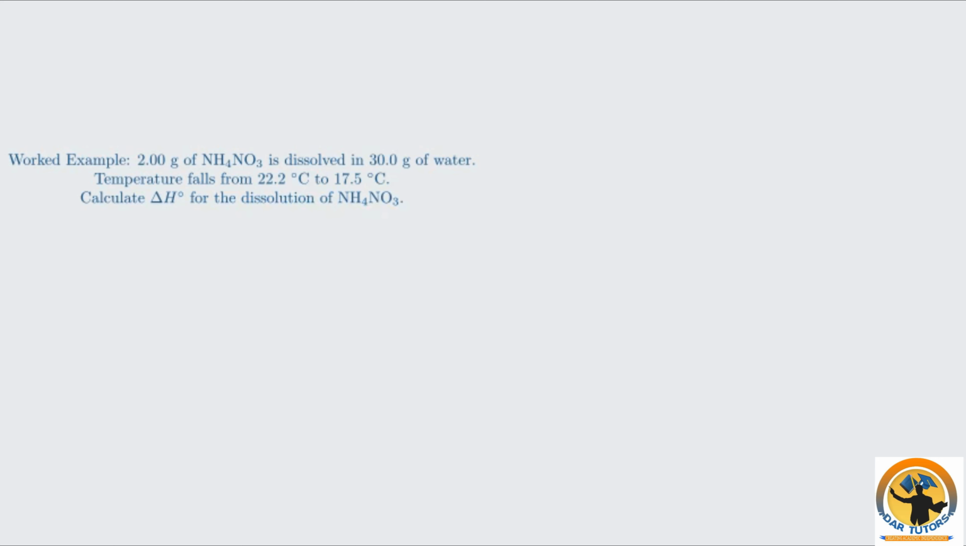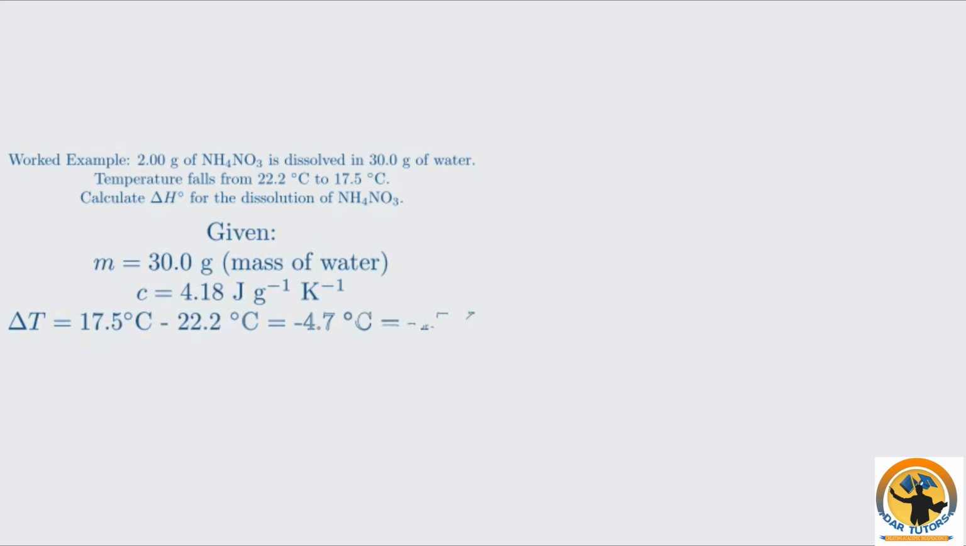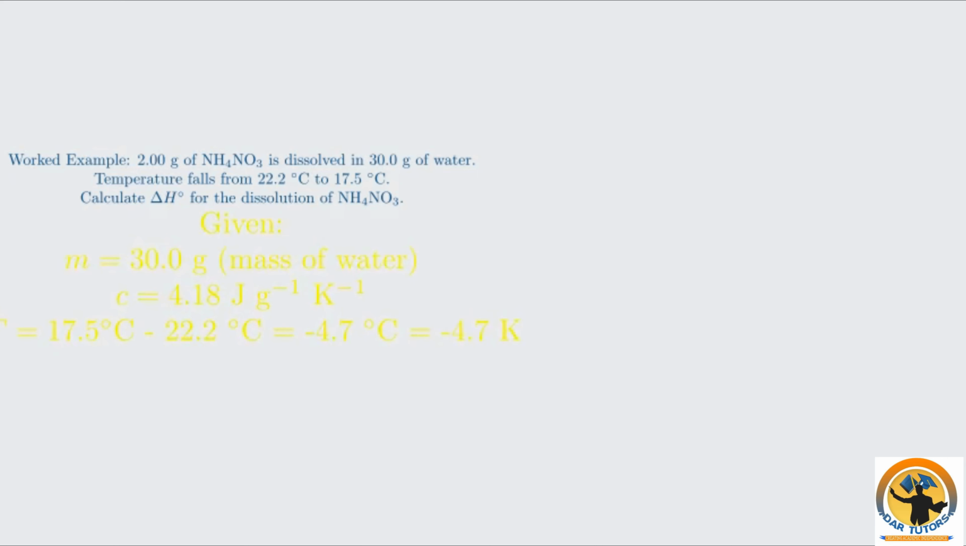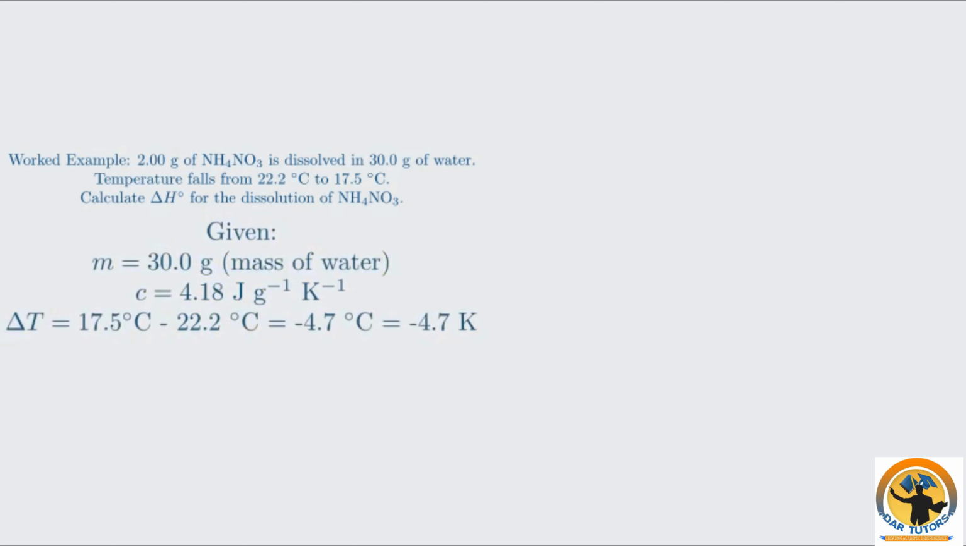Our system here is the ammonium nitrate and the water it dissolves in. The surroundings are the polystyrene cup and the air around it. The temperature change tells us about the energy change in the water. First, we find the change in temperature. 17.5 minus 22.2 equals negative 4.7 degrees Celsius. Notice the temperature change is negative, which is what we'd expect for an endothermic process. Now we calculate Q for the water.